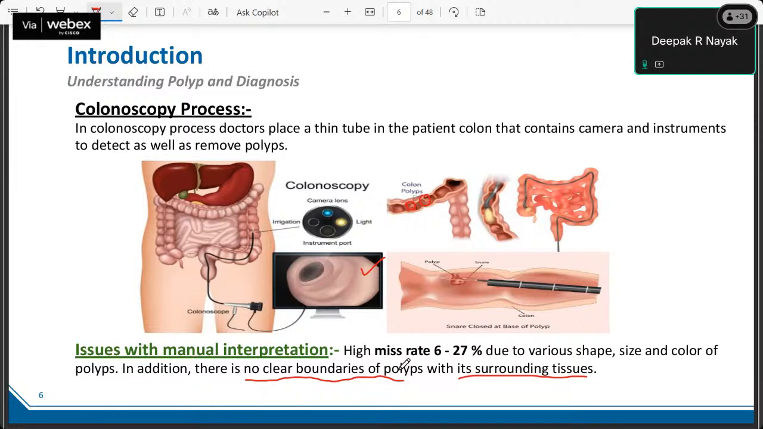Can we provide a precise boundary of the polyps to the doctors so that it can be resected carefully, right? Always the missed polyps lead to colorectal cancer. So the miss rate has to be reduced, even to below 5%, and that is what is possible with the help of cutting-edge AI technologies like deep learning algorithms. We'll see.